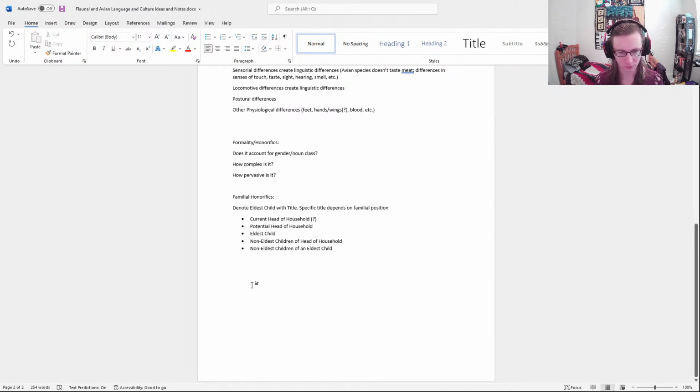Okay, so next, let's see, eldest children with title, older age is considered respectable. So older age is considered respectable. So formality will be denoted in things for the elderly, for eldest children, and potentially for the close siblings of an eldest child as well, although I'm not certain on that.